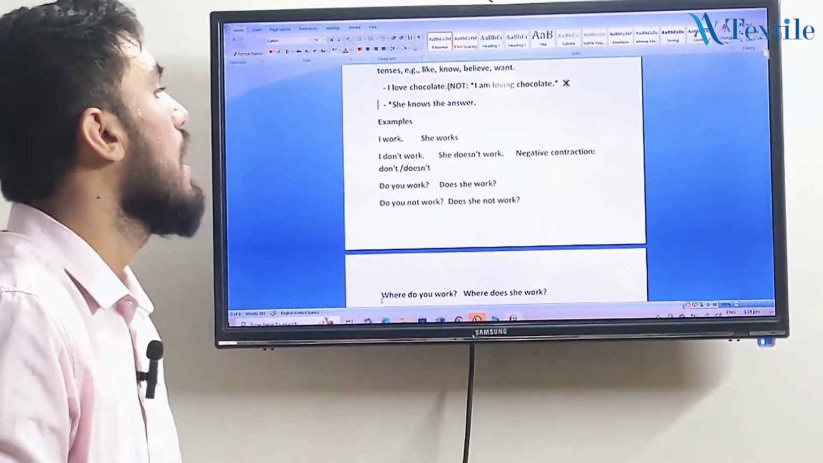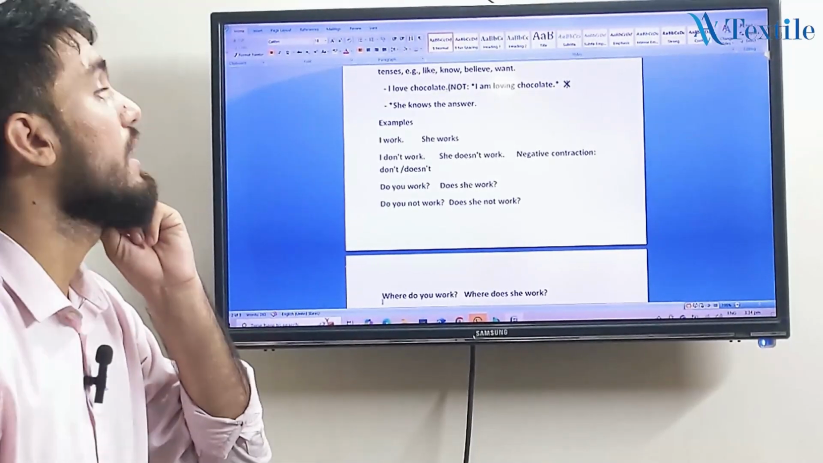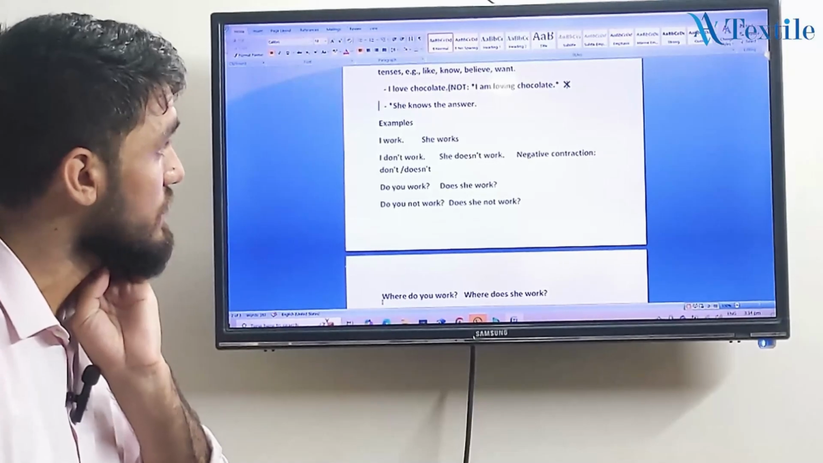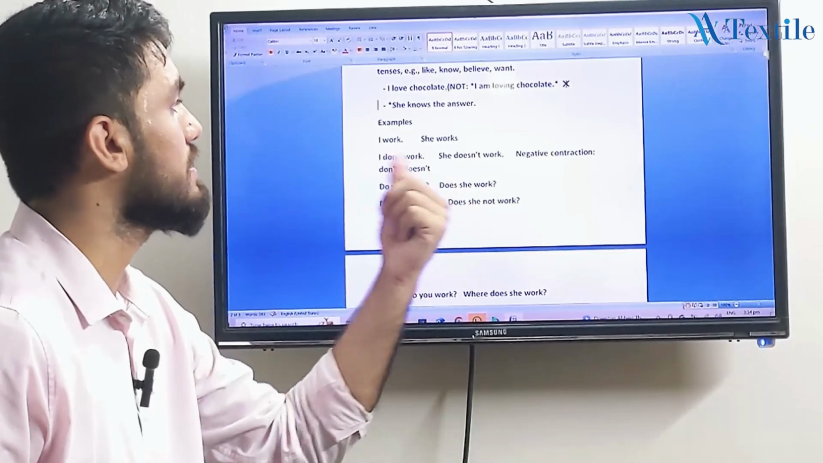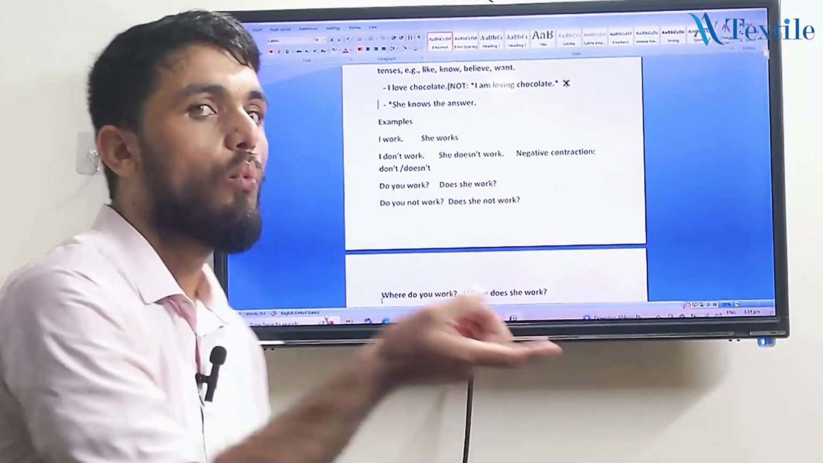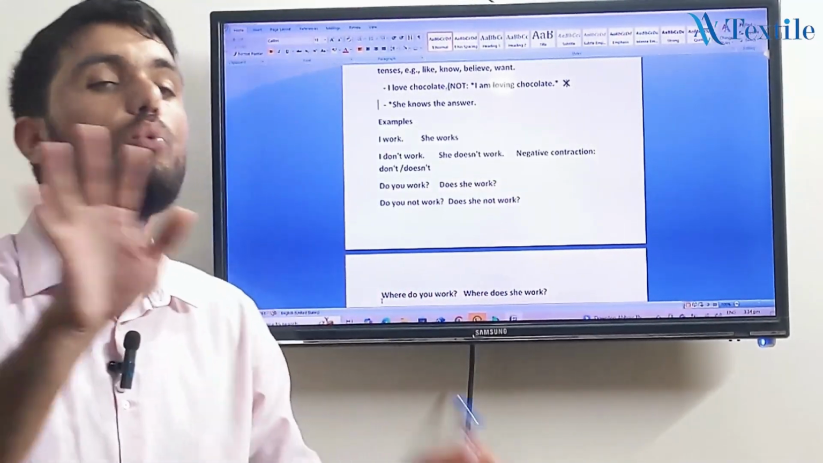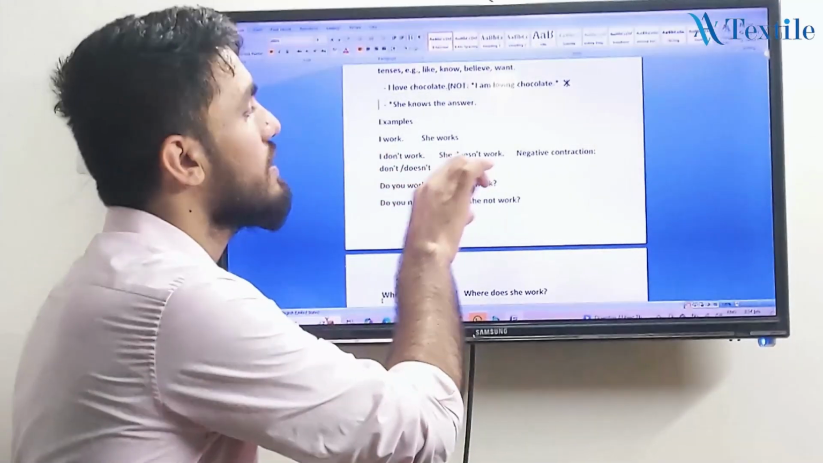And how can you make positive, negative, interrogative, interrogative negative, WH, and WH negative sentences? As I told you, we use the verb's first form. I work. She works. I don't work: do not, don't. The negative contraction of do not is don't, and does not is doesn't. I don't work, she doesn't work. When you use do or does, you will not add s or es to the main verb.